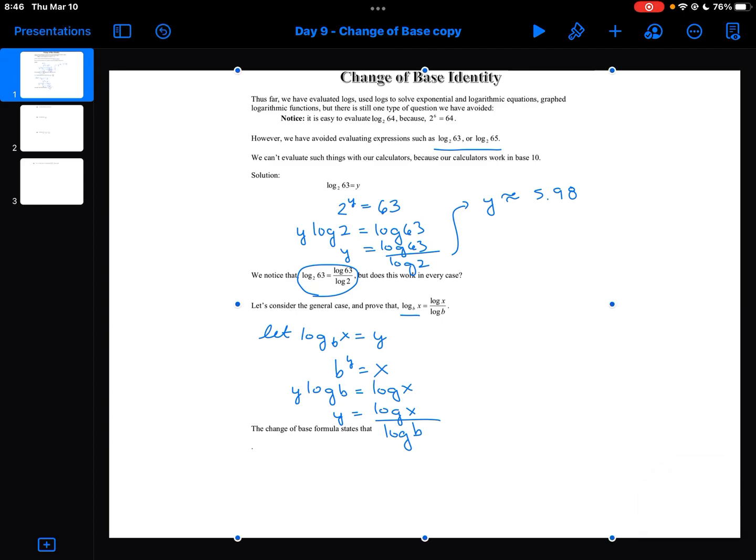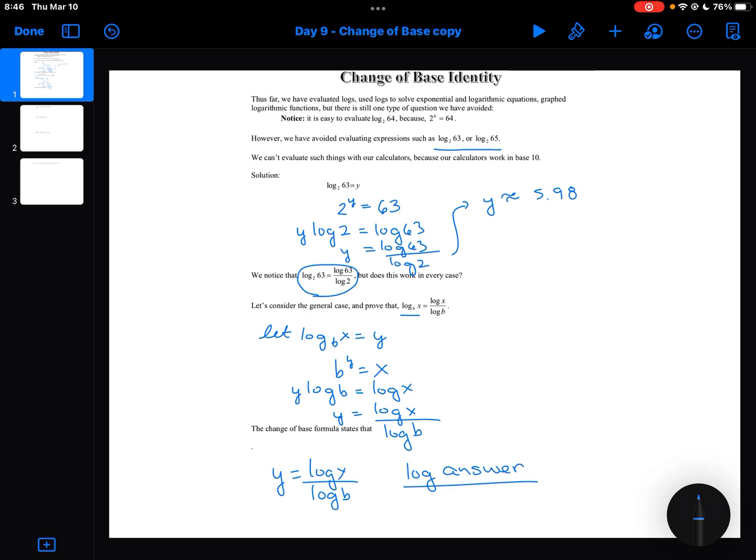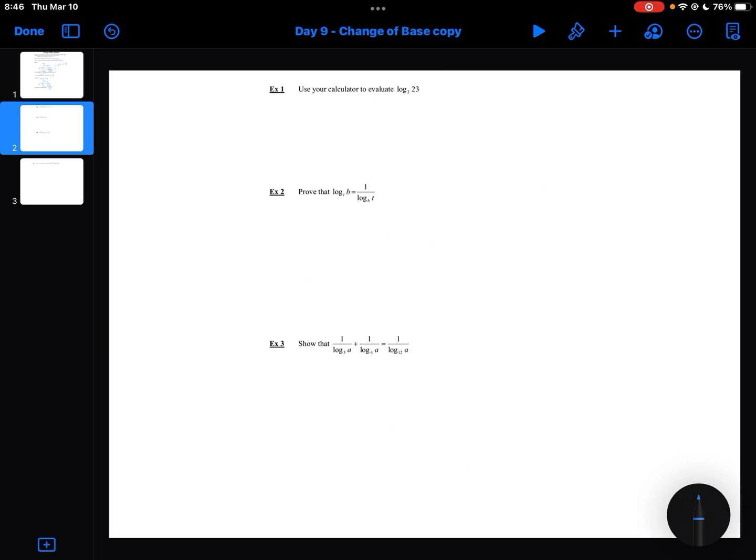The change of base formula states that y does equal log x over log b, or it's the log of the answer over the log of the base. So now what does that really mean? Let's take a look at some examples.